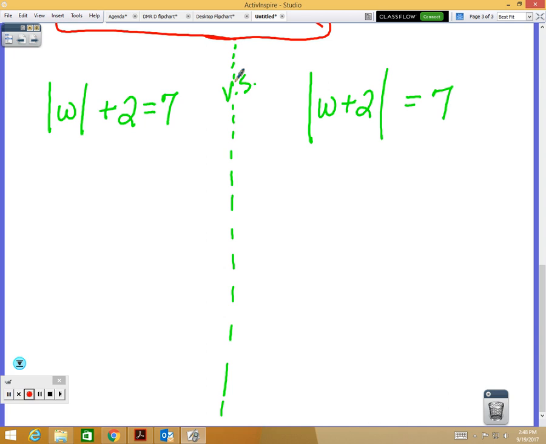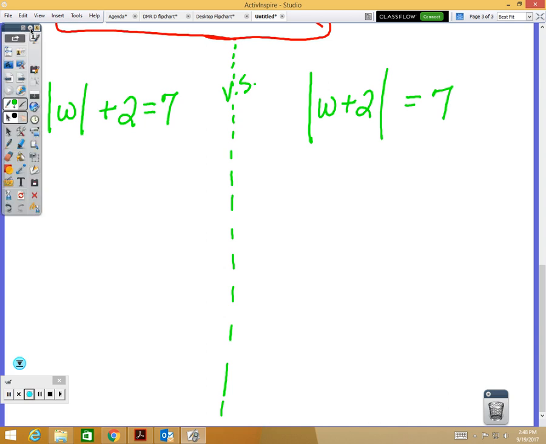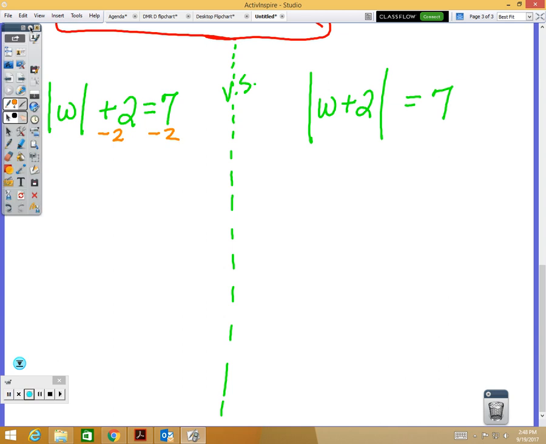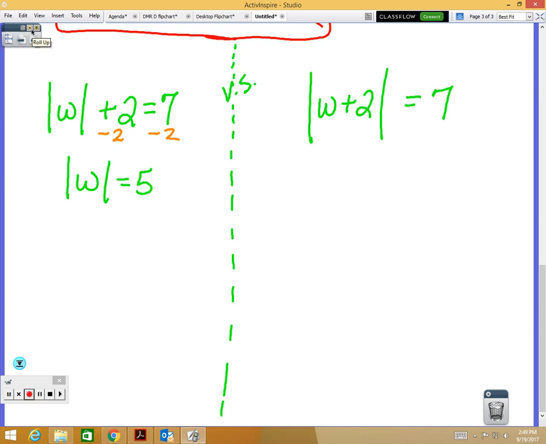Because all the letters are the same, the numbers are the same. The only difference is how those absolute value signs are made. So in this first one, because the 2 is not inside of the absolute value sign, I'd want to first subtract my 2 to give me absolute value of w equals 5. So then I would say w could equal 5, or w could equal negative 5, and I'm done.